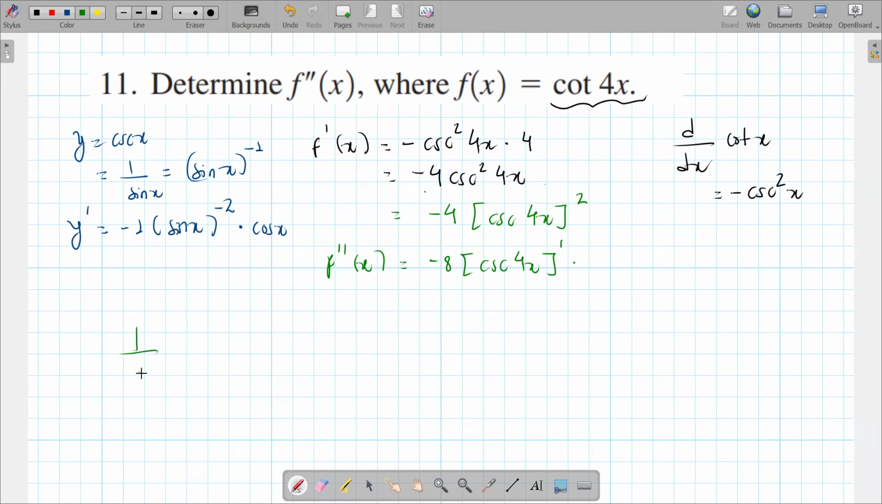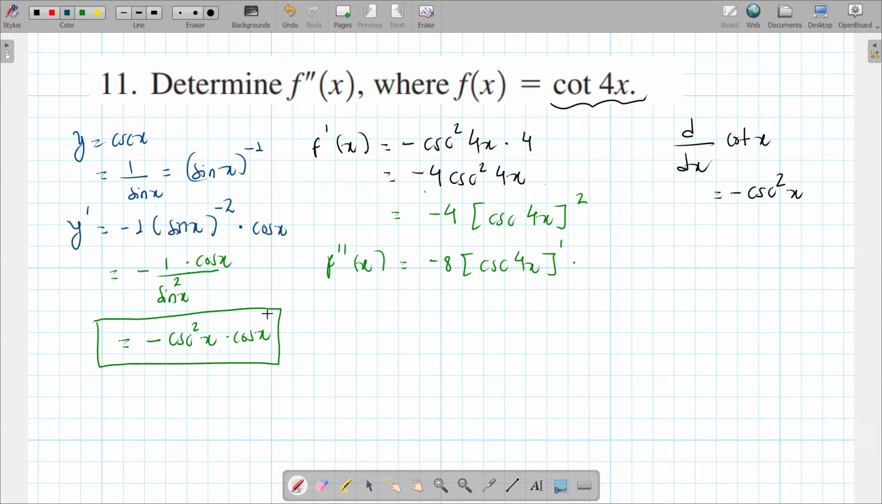1 over sine x, it's like saying 1 over a is a to the -1, and then I just used the polynomial rule. Brought down the -1, took 1 away from it, and then multiplied it with the derivative of the bracket. So the derivative of cosecant x is going to be -1 over sine x squared, the -2 goes in the denominator and becomes positive, but the cosine of x is still up top. So this becomes -1 over sine squared, which is cosecant x squared, times cos of x. There you go. That's the derivative of cosecant x.